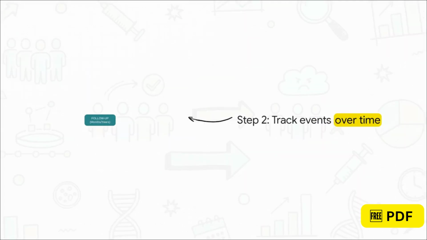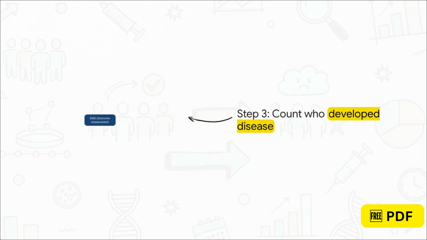Next comes step two, the follow-up, which honestly is essentially a giant waiting game. We track both groups over months or even years and decades, carefully recording any health events as these people just go about their normal daily lives. And finally, we hit step three, the end of our timeline. This is the outcome assessment phase. We tally up the results and count exactly how many people in each group actually develop the condition we're looking at. By simply comparing these counts, we can calculate the actual real-world risk.